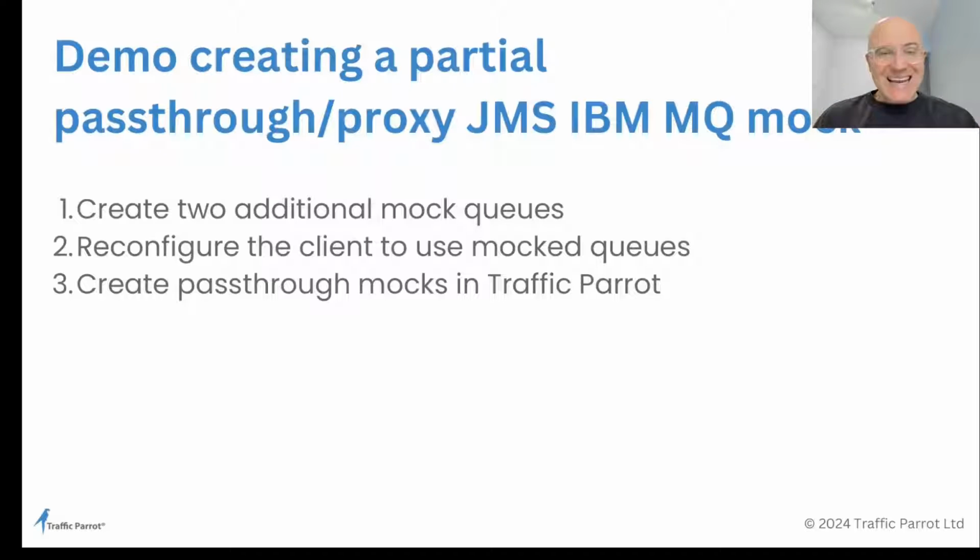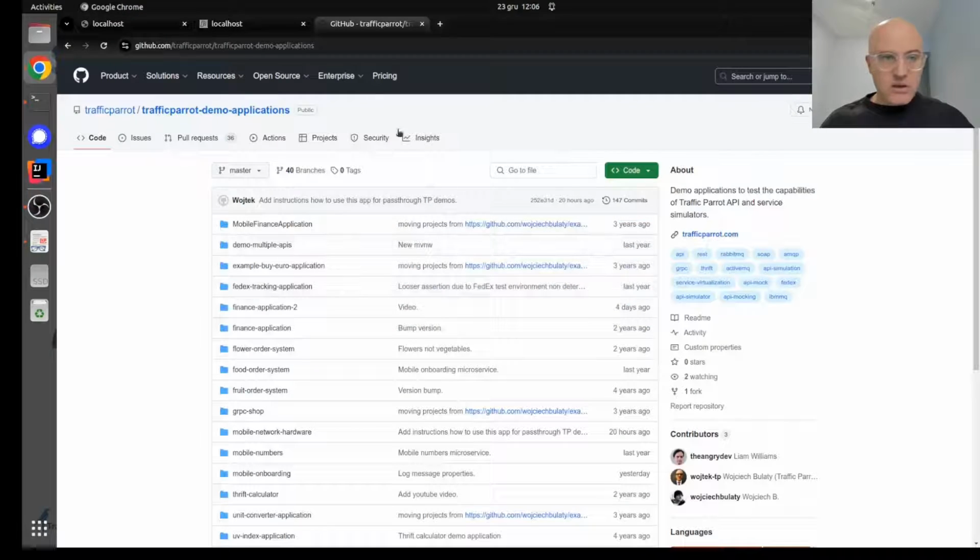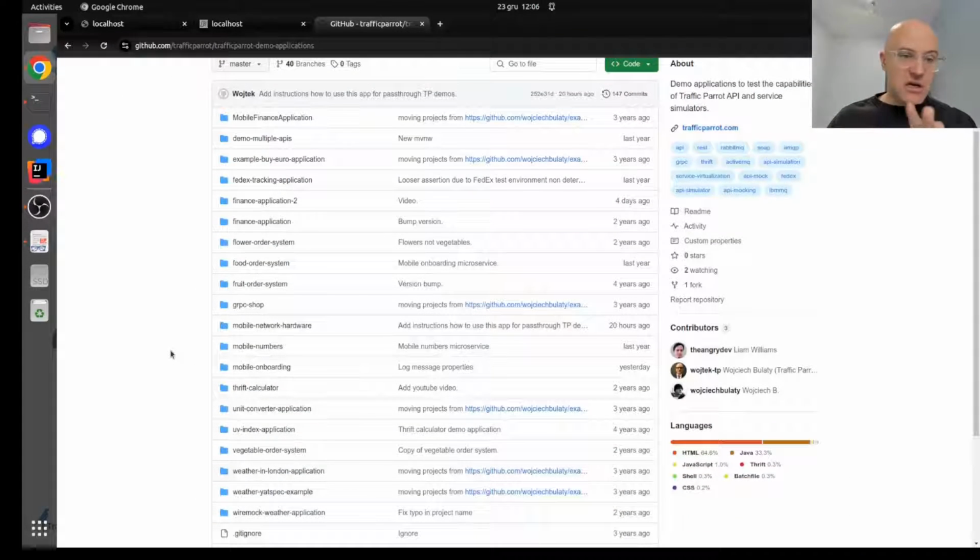Okay, so let's have a look at how we can do that in Traffic Parrot. First of all, what I'll show you is how this mobile onboarding and mobile network hardware applications work together through the IBM MQ broker that I've got running locally. Okay, so let's open up the browser here, and if you go to Traffic Parrot on GitHub, you'll see Traffic Parrot demo applications, and these applications are there. You can use them and replicate these demos on your laptop if you wish.